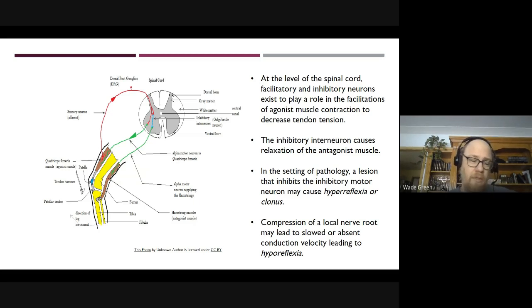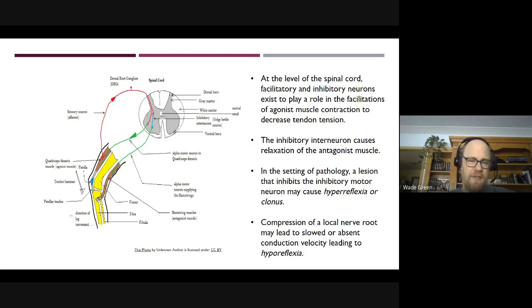We also know, conversely, that compression of a local nerve root, for example, compression of the L3 nerve root that controls innervation to the quadricep, in this case, what do you think we might see if there's inhibition of the motor nerve to the quad in a lower motor neuron lesion? What might that make the reflex look like? It would be absent or diminished. Okay.